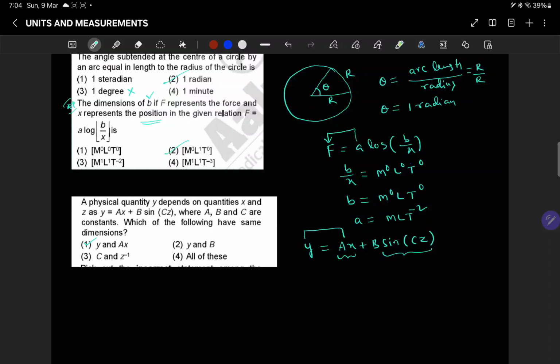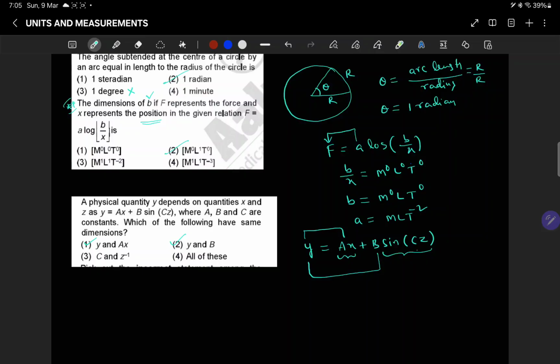First option correct. Don't see only the first option, students. Complete all options also given. Read the question carefully. See all options, students. Very, very important. Next, y and b same dimensions given. Yes. Why? Because trigonometric functions have no dimensional formula. Dimensional formula of y and dimensional formula of b also same, students. Second also correct. Dimensional formula for c and z minus 1 same.